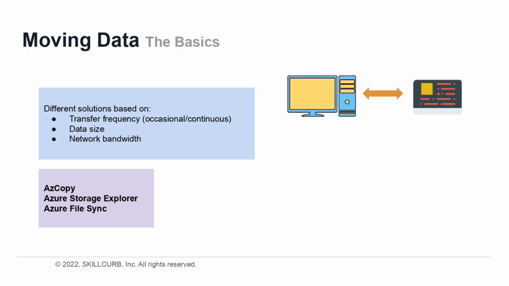When you're moving data into and out of Azure storage, whether it is from an on-premises location or maybe even another cloud provider, there are a range of solutions available based on either the transfer frequency, whether we are only occasionally moving some data, or we need a continuous automated transfer method; how much data we are transferring, which could range from a few kilobytes to tens of terabytes; and how much network bandwidth we have available for those transfers.